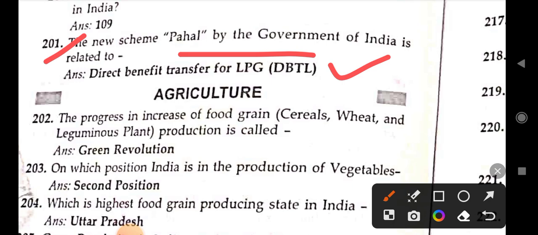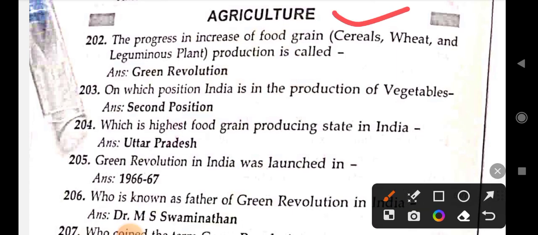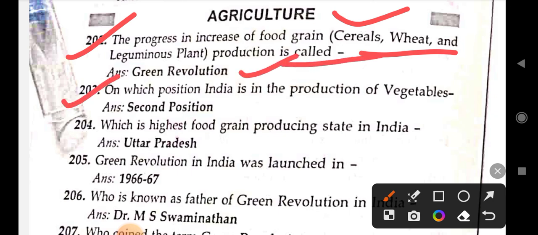Next, agriculture. The progress in increasing production of food grains, cereals, wheat and leguminous plants is called the green revolution. In which position is India in the production of vegetables? Second position.